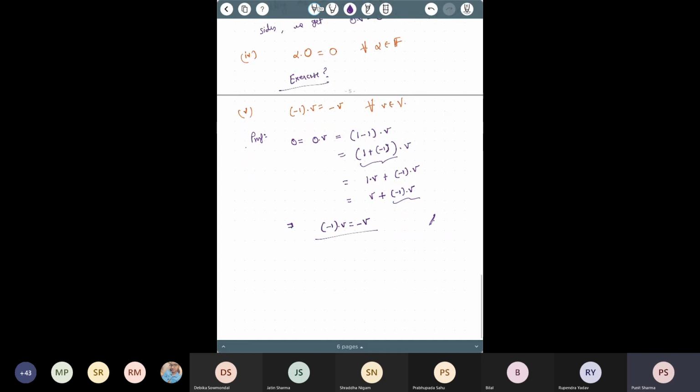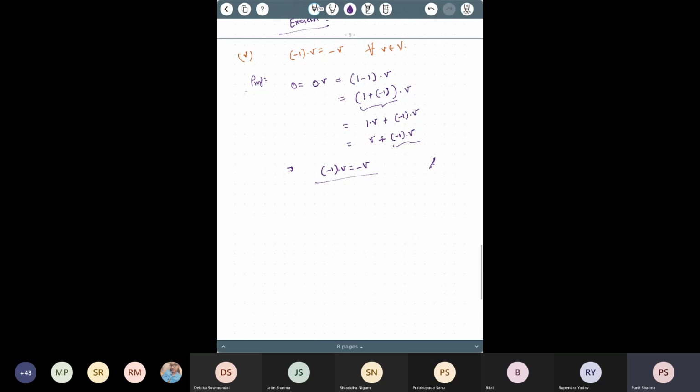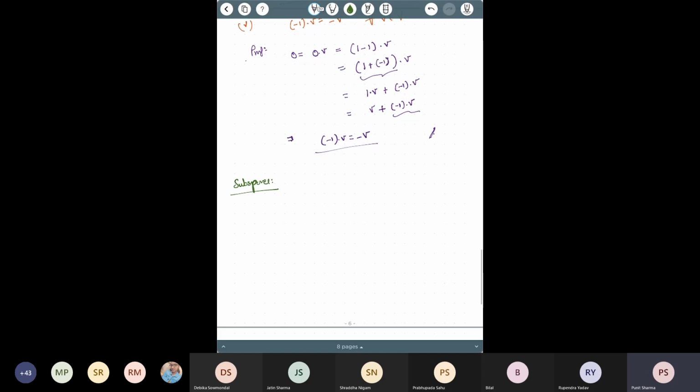All right, so these are some very basic properties for vector space. So let us start. Let me define subspace. What is a subspace? Can you tell me what is a subspace? A subset of the vector space is called a vector subspace if it is itself a vector space over the same field, with the same operations.